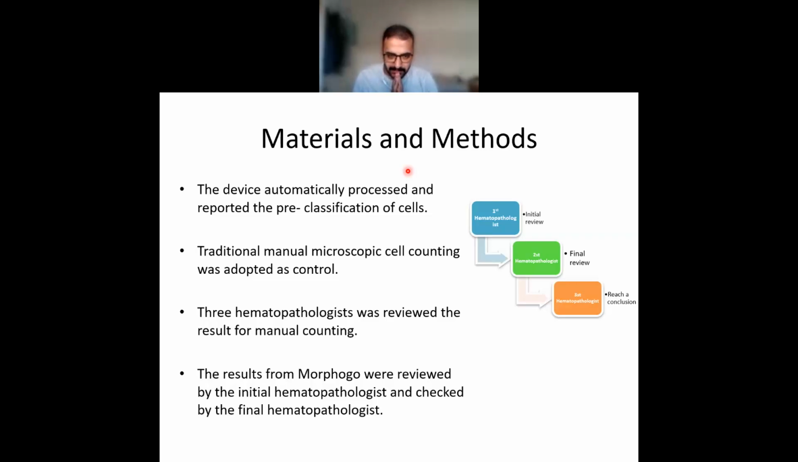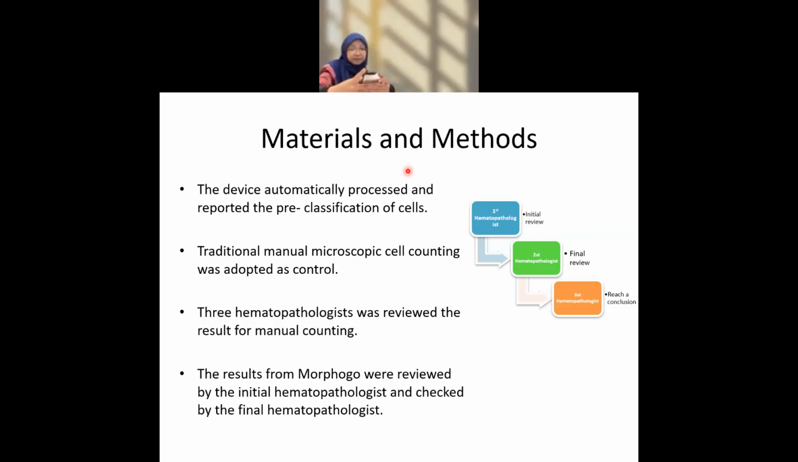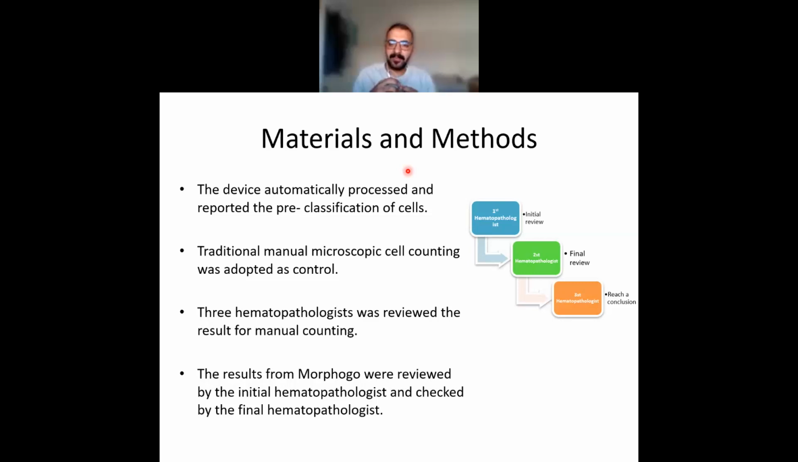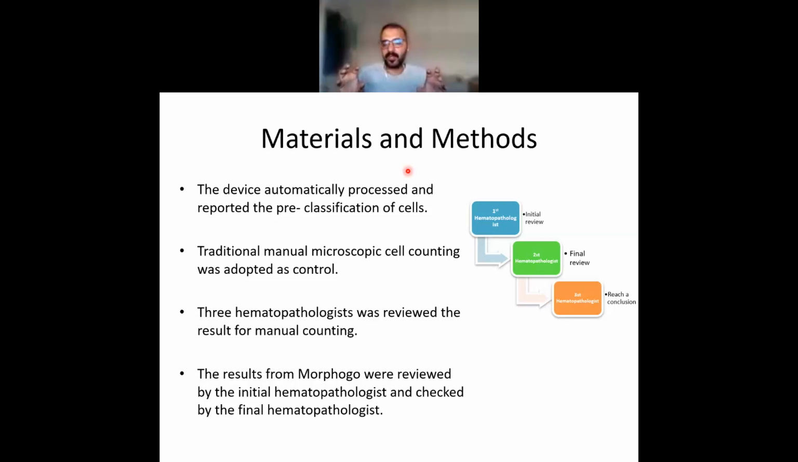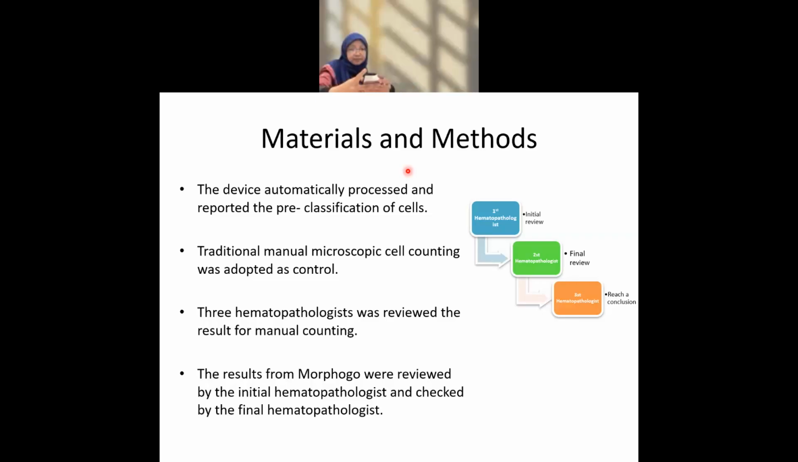Understand, Amir? So we still have two pathologists. Yes, we have two processes here: one for the control group and the second for the Morphogo results. So if Morphogo is applied in the hospital, they will only need two hematopathologists instead of three before.